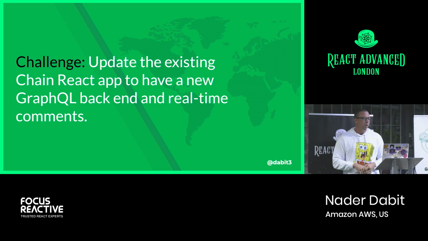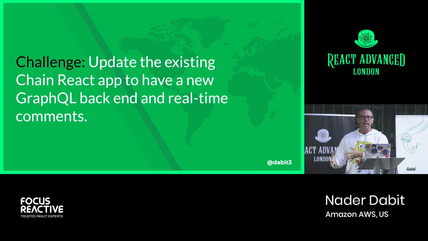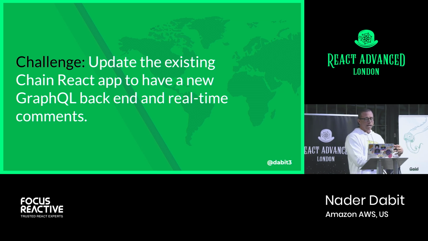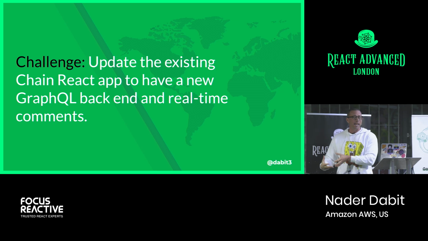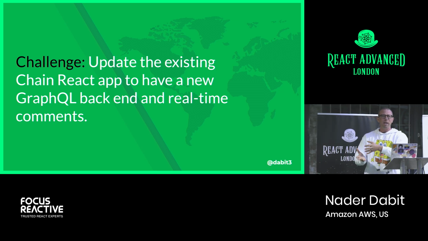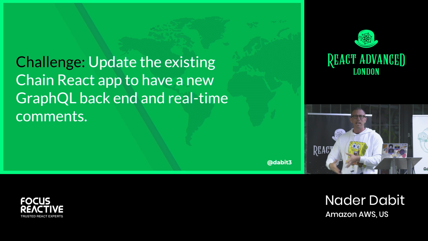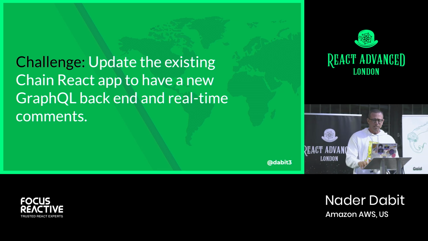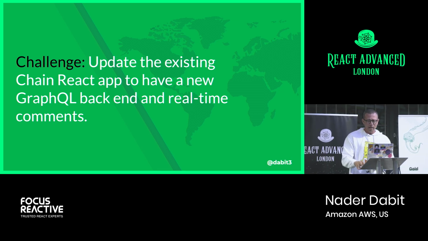So the challenge that I had after talking to Gant was take the existing Chain React app, download it from GitHub, add a new GraphQL backend that has real-time comments, submit a pull request, and have this done in time for the new conference that we were going to have out in Portland.